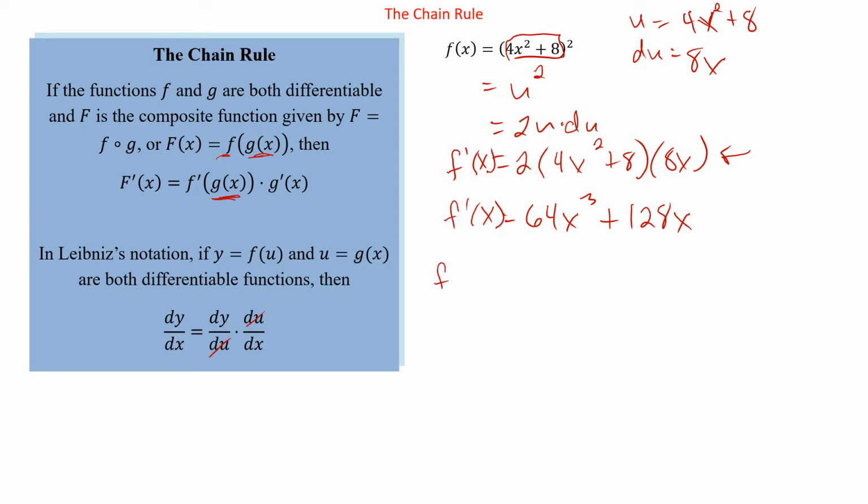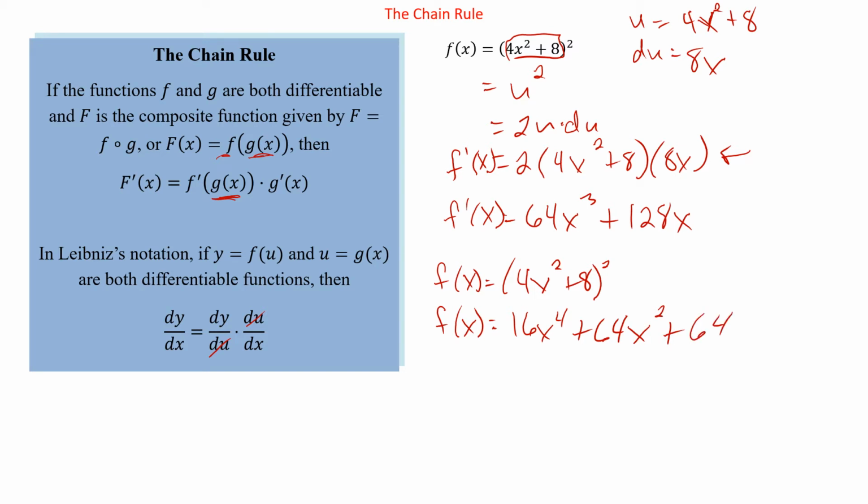But another way we could do this, in this case, is we could actually expand this. This (4x squared plus 8) squared, we could expand because it's just a polynomial. This will be 16x to the fourth, and then we'll have 4x squared times 8 is 32x squared, but we need 2 of those, so we need 64x squared, plus 8 times 8 is 64. And now we could just take the derivative of this using the power rule.